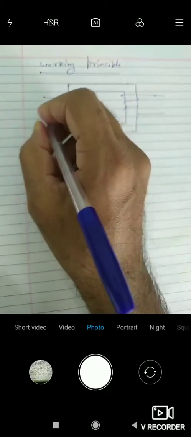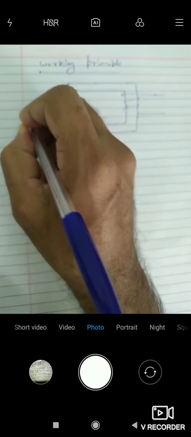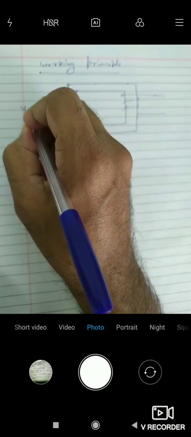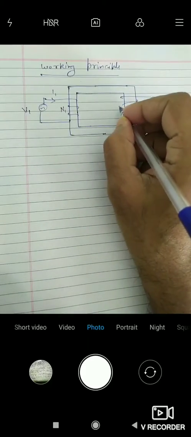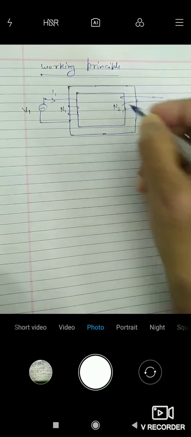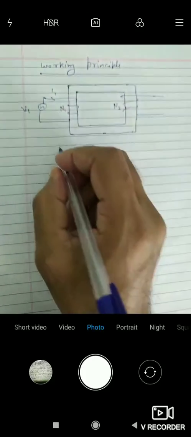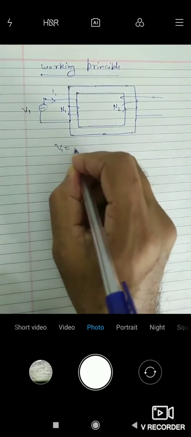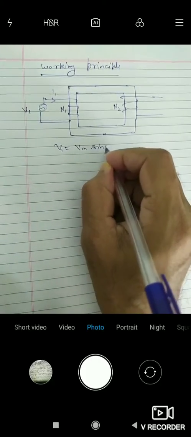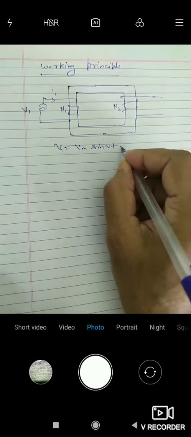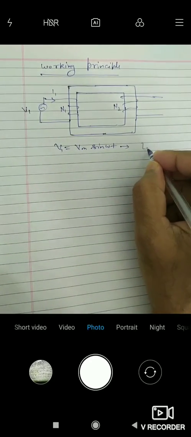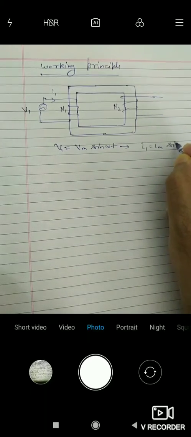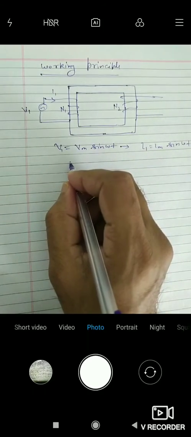So here, if this primary winding is supplied with AC supply, it will circulate AC current I1. If there are N1 turns here and N2 turns here, then as the supply voltage is V1 equal to Vm sin omega t, that is a sinusoidal voltage, it will produce a sinusoidal current. I1 will be Im sin omega t.